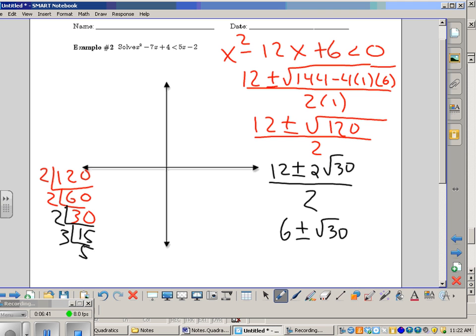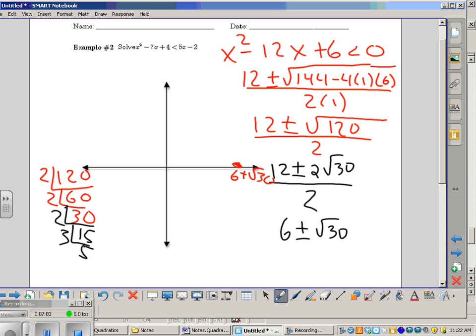Okay, so those are the two roots, and I want you to know how to estimate whether or not those roots are positive or negative. So you know 6 plus root 30, that's a positive number. So I'm just going to throw that on the graph. Now the question is if 6 minus root 30 is going to be positive or negative. So is it going to be to the left of the origin or to the right of the origin?